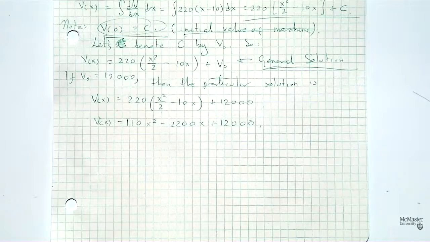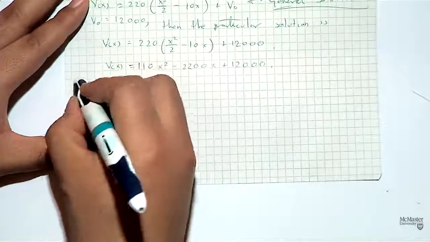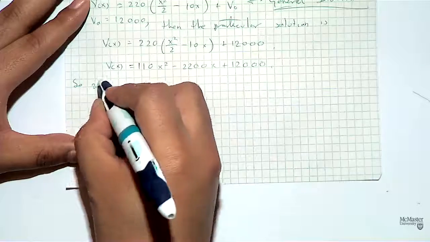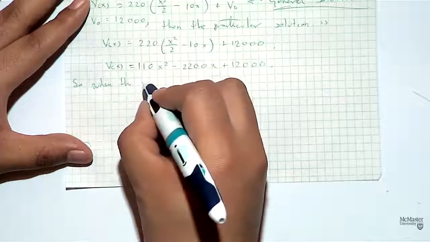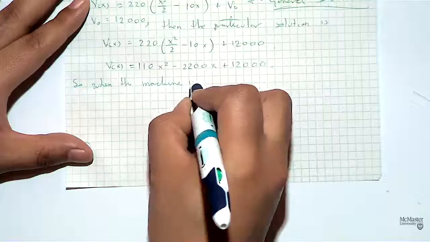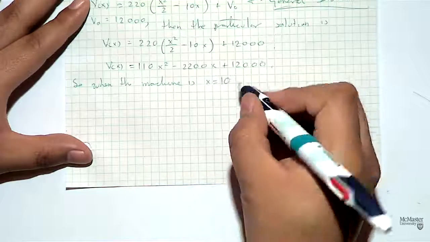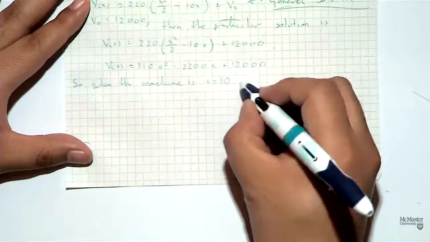So, of course, now we're going to evaluate, right? Because that was part of the question. When the machine is 10 years old, that means that x is equal to 10 because the units are years.